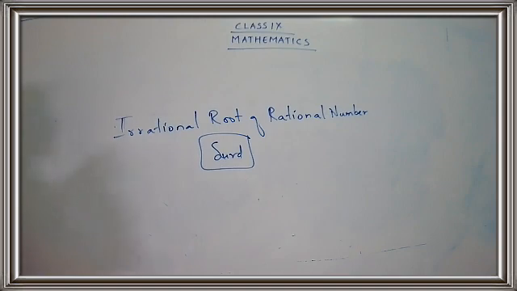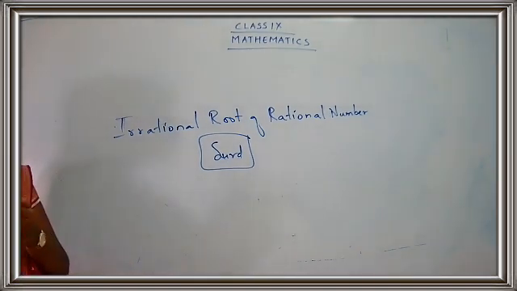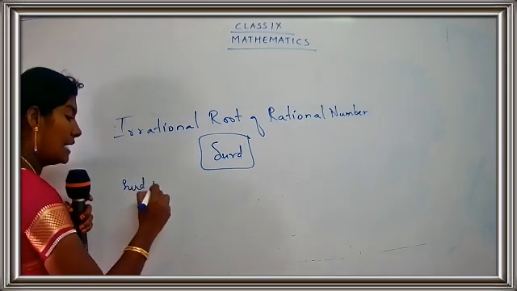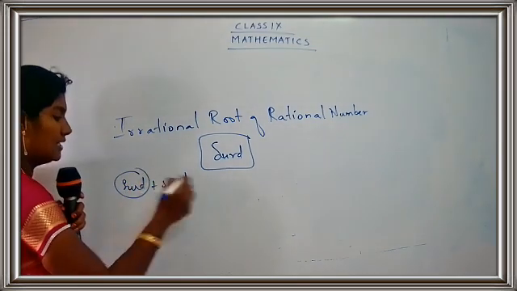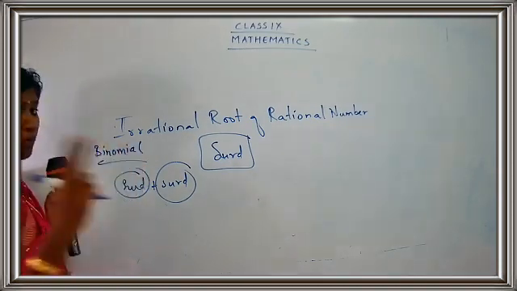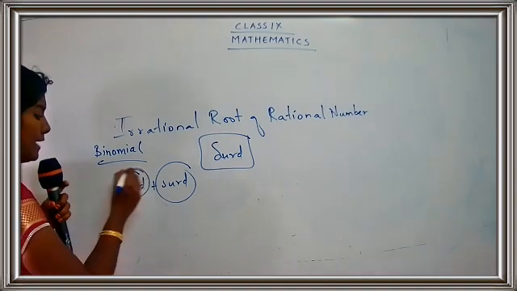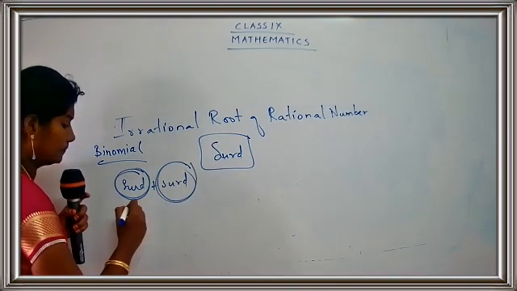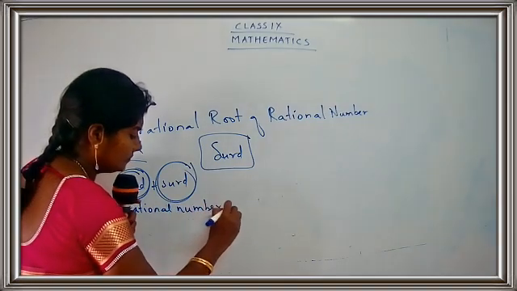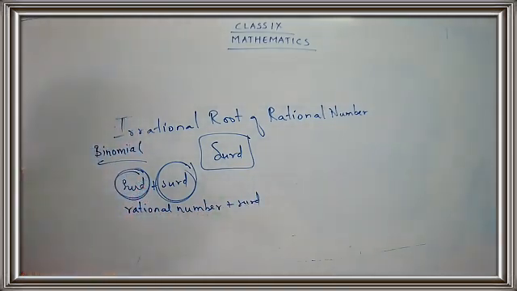I have told you that binomial surd is a combination of two terms. How is the condition given? One of the terms can be surd, another term can also be surd. So it can be surd plus surd. This is for binomial. So what is the meaning of binomial? How many terms will be there? Two terms will be there. So it can be a sum of two surds or a rational number plus surd. So this is the definition for binomial surd.